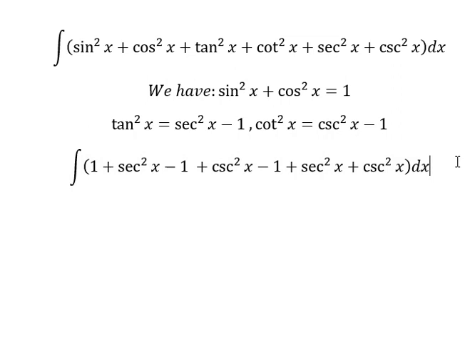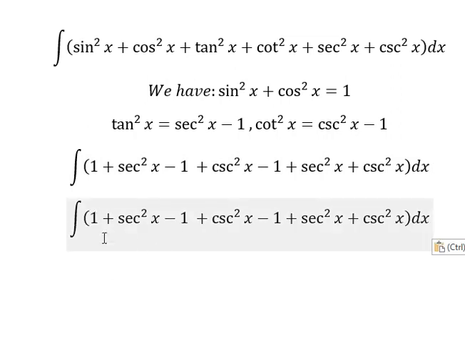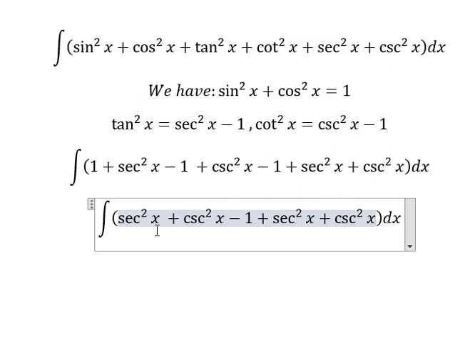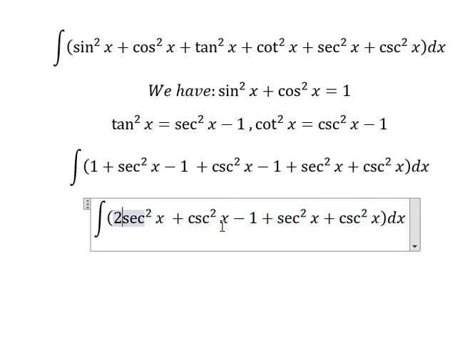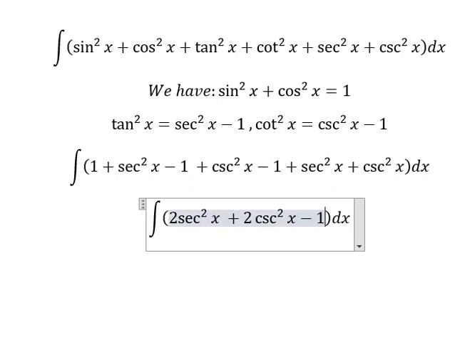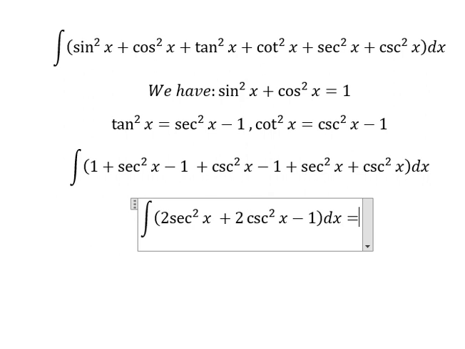Now we need to simplify. 1 minus 1 we cancel. Secant of x squared, secant of x squared, so we have number 2 in here. Similar for the second one. And now we have the final answer.